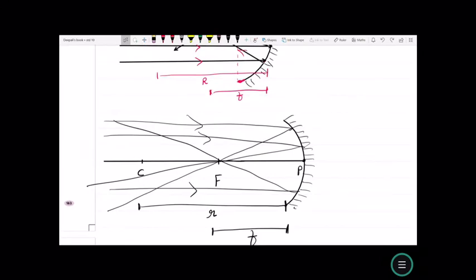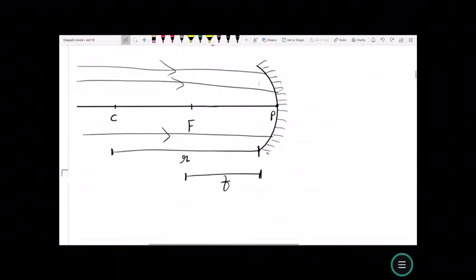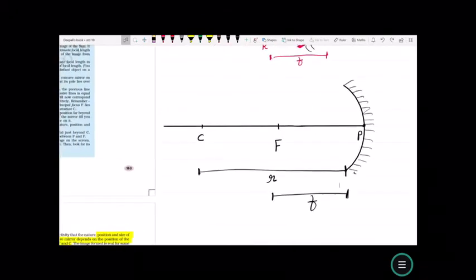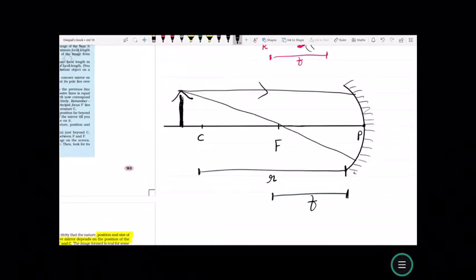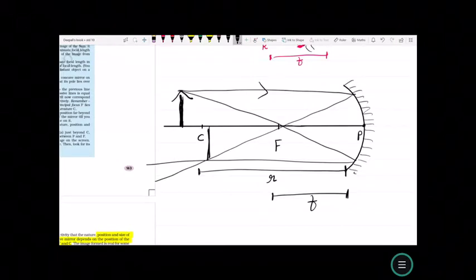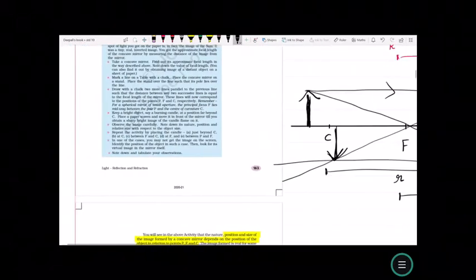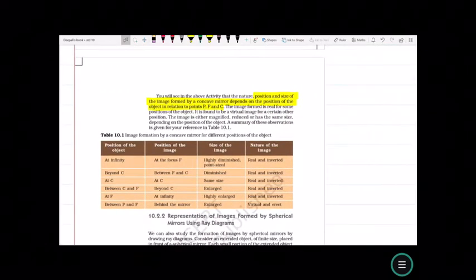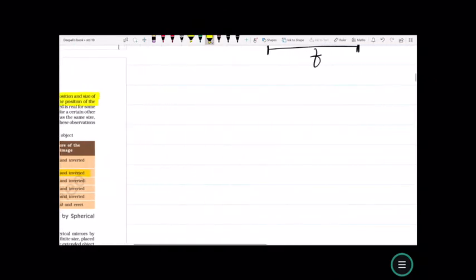Now suppose you are placing the object beyond C, somewhere here. If the object is placed beyond C, then with two incident rays moving, the image will be formed somewhere here between C and F. You can see that in the table given. When the object is kept beyond C, the image is formed between F and C, which is diminished, real and inverted, which can be taken on the screen.